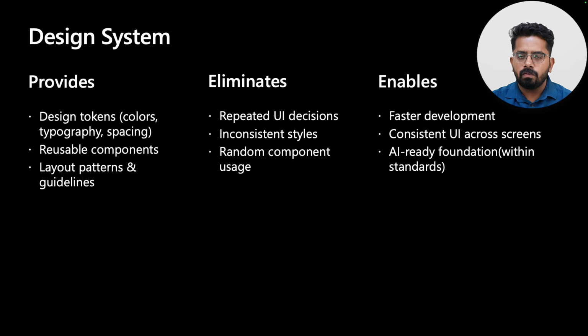For example, if you have an enterprise application and you have a proper design system, if you need to add a new feature, if you go to your UI and UX team, they will be coming up with a UI and UX that matches your design system. If not, what happens? There will be a lot of repeated UI decisions. So what it does is that it enables you more faster development.